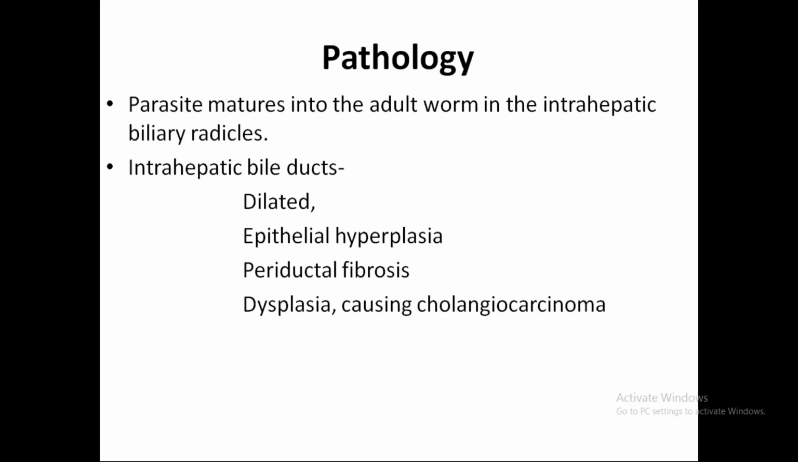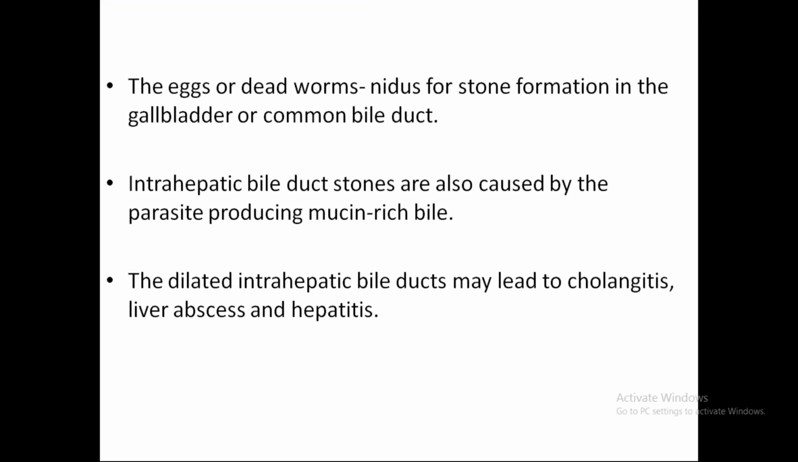Pathology: the parasite matures into the adult worm in the intrahepatic biliary radicals. Intrahepatic bile ducts will be dilated, there will be epithelial hyperplasia, periductal fibrosis will be present, and dysplasia causing cholangiocarcinoma. The eggs and dead worms form a nidus for stone formation in the gallbladder or CBD. Intrahepatic bile duct stones are also caused by the parasite producing mucin-rich bile. The dilated intrahepatic bile ducts may lead to cholangitis, liver abscess, and hepatitis.